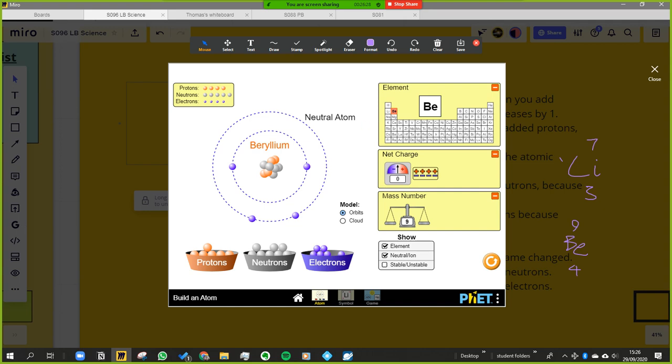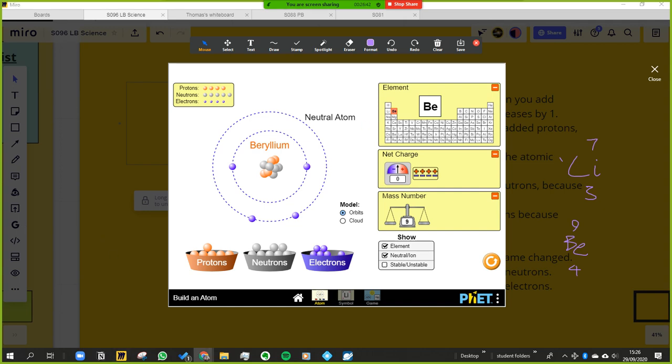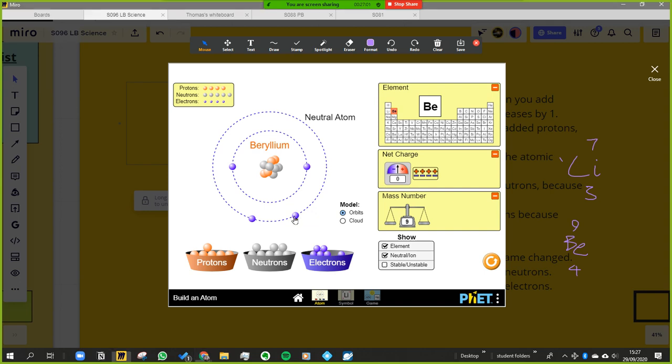So how can we put electrons in this one? The neutrons and the protons affect the mass. The electrons do not affect the mass. If you have a look, mass number of 9, take away the electrons, the mass number stays the same. Add electrons, mass stays the same. It doesn't make any difference. The electrons are extremely light, so they don't make much of a difference to the mass.